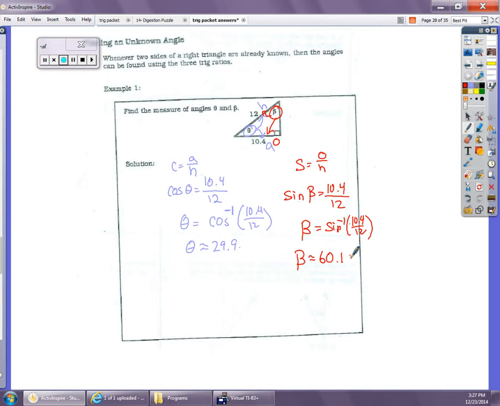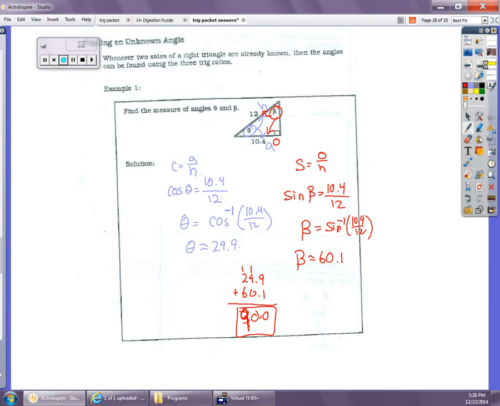And if you notice, if you add these two angles together, it's going to give you 90. Because a triangle has to be 180 degrees, so 90 plus 90 is 180 degrees. So that's how we find an unknown angle.